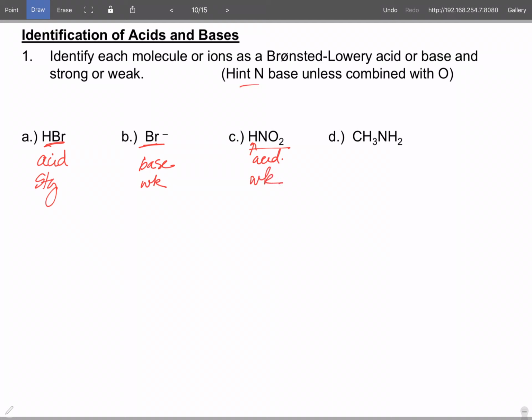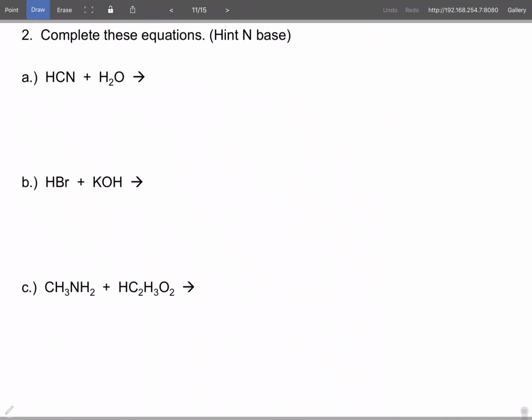Notice that nitrogens are bases unless combined with oxygen. So this nitrogen is combined with oxygen, so therefore it's acidic. This one has no oxygen, so this is a base. What kind of base is it? It's a weak base. Okay?